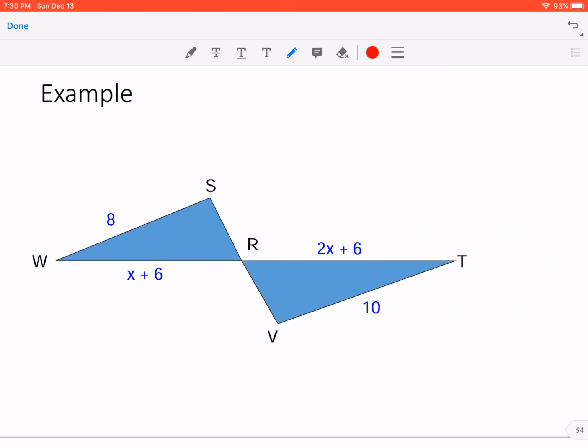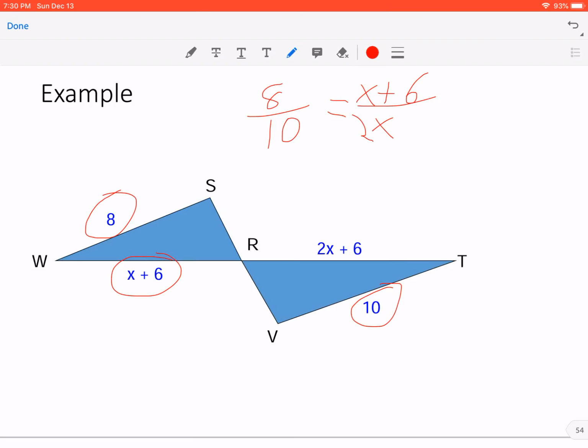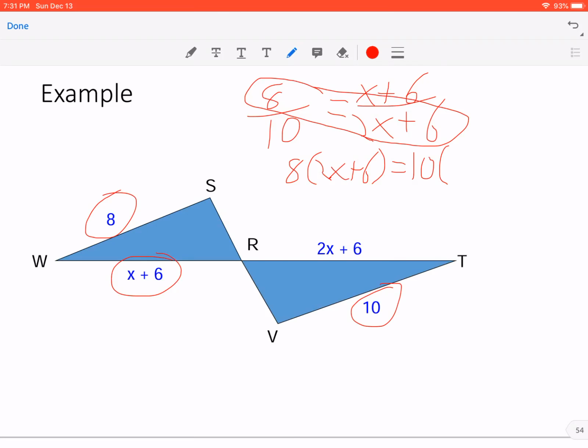And let's look at this one. And again, just make sure you match it up. Looks like the 8 should go with the 10. And if you started with the 8 on top, x plus 6 should be on the top here. Now you got distributive property, but you got to do it twice. Okay, so I'm going to do these two. So that's 8 times 2x plus 6 equals 10 times, now I got to do distributive property again, x plus 6. So that's 16x plus 48. Is that right? And then the other side is going to be 10 times x plus 6. So that's 10x plus 60.